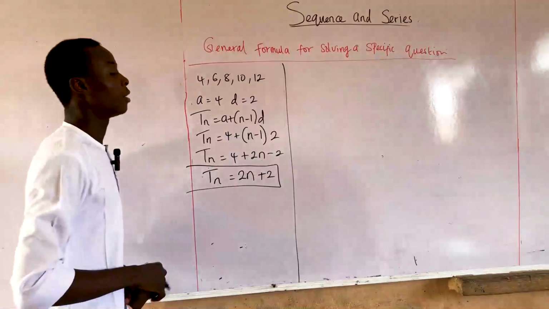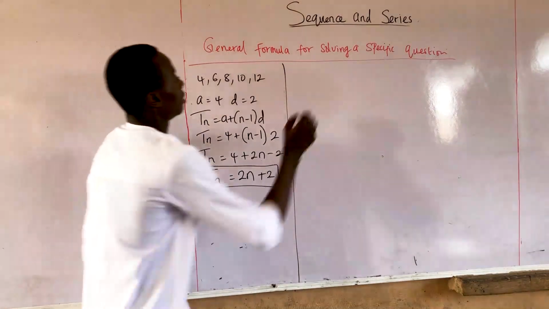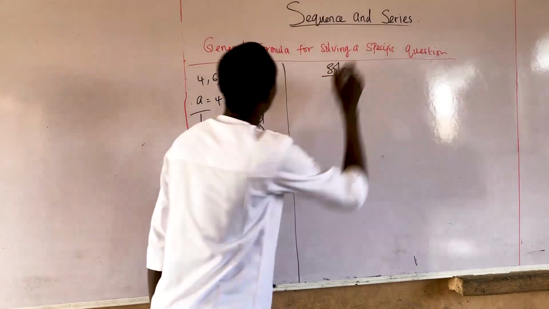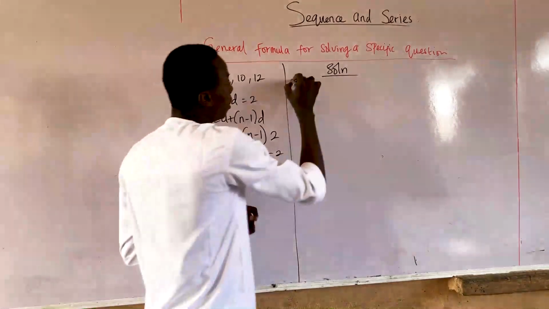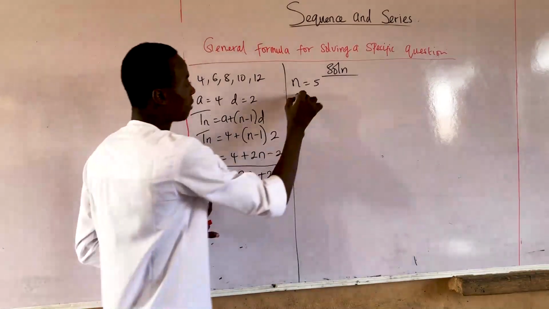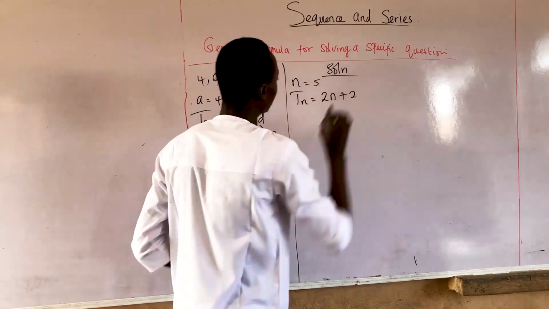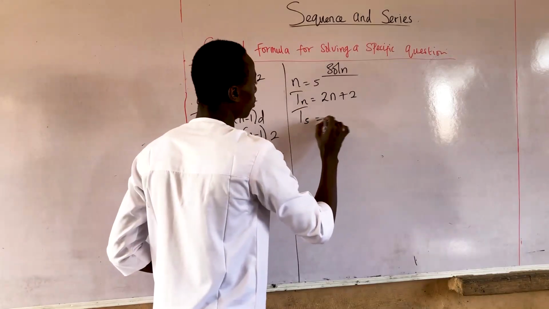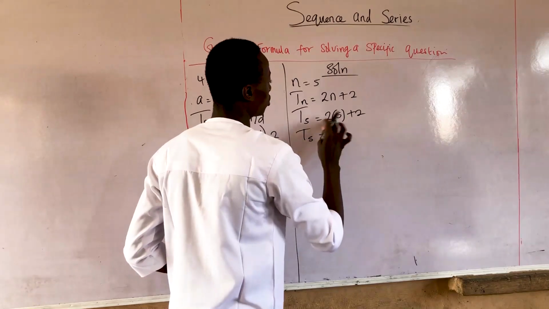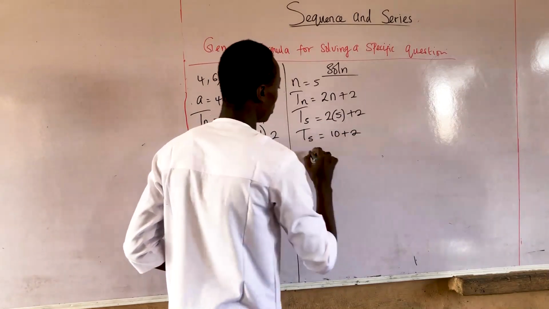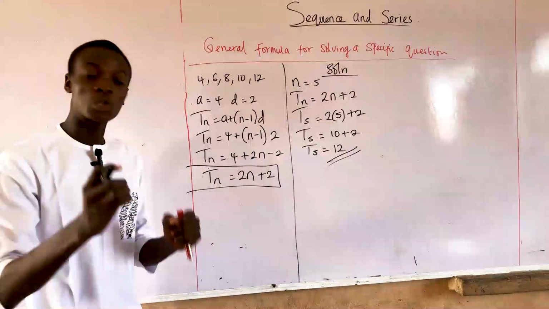What is our fifth term here? 12, right? Let's say we want to find the fifth term here. You see, we get it quicker. Solution. Fifth term, right? So therefore our n will be equal to 5. That's the position of the term we are looking for. N is equal to 5. So from here we have Tn is equal to 2n plus 2. From here we have T5 is equal to 2 open bracket 5 plus 2. So we have T5 is equal to 2 times 5 is 10 plus 2. T5 is equal to 12. Do you see that? It's a general formula for solving a specific question.